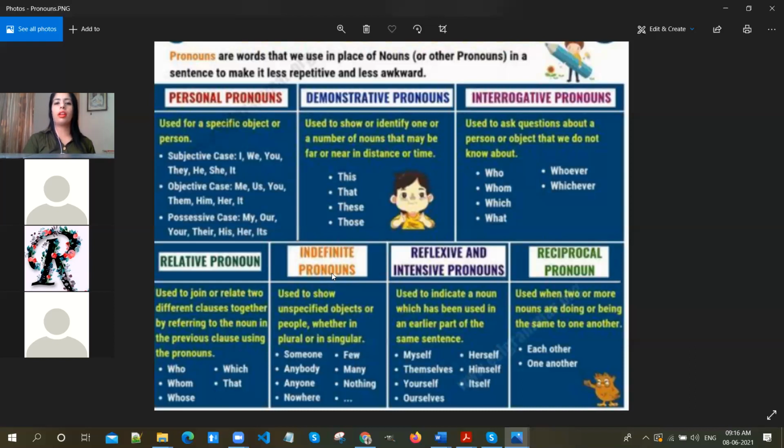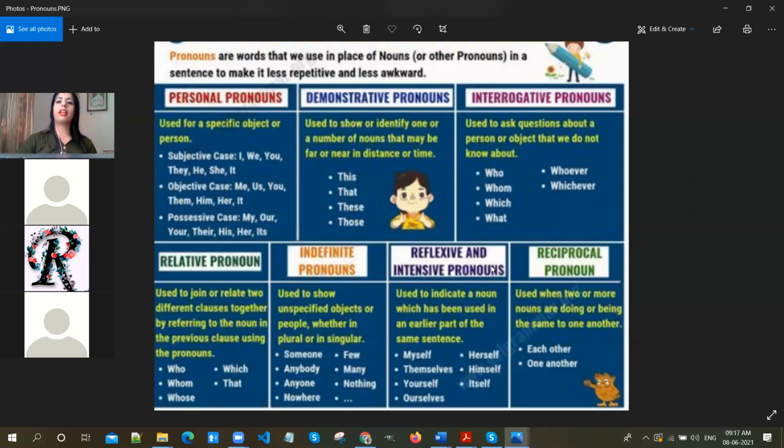Anybody, anyone, nowhere, few, many, nothing. So these are the indefinite pronouns. The sentences that you make, right? There were many people. A few segments of the society opine this, right? So a few proportion of people. So the sentences you make like this, that is indefinite pronoun.